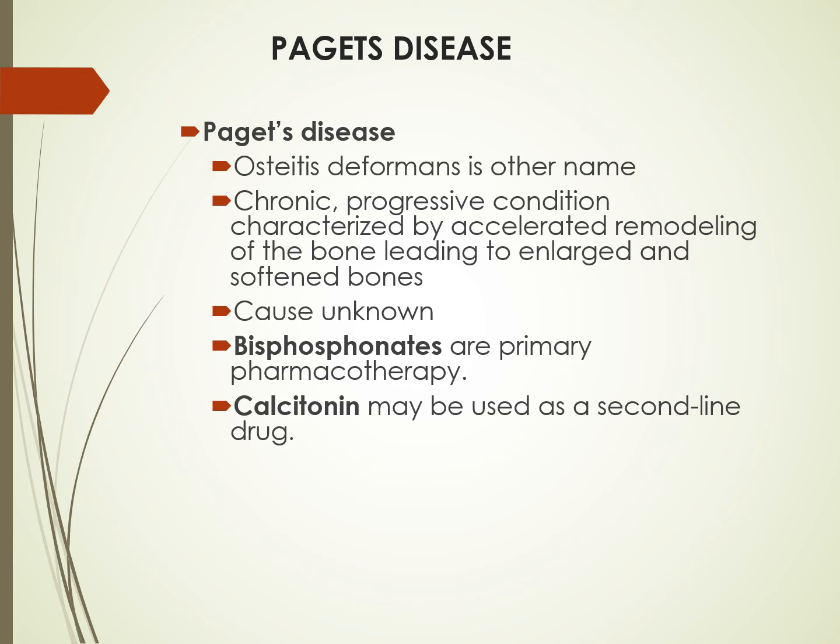We don't really know the cause of Paget's disease, and a group of medications that we'll talk about called bisphosphonates can be used for Paget's disease to try and slow down that cycle of breakdown and then building and then breakdown and then building. And calcitonin can also be used for this, since it also stops the osteoclast from breaking down the bone. So I'll show you an image of Paget's disease.